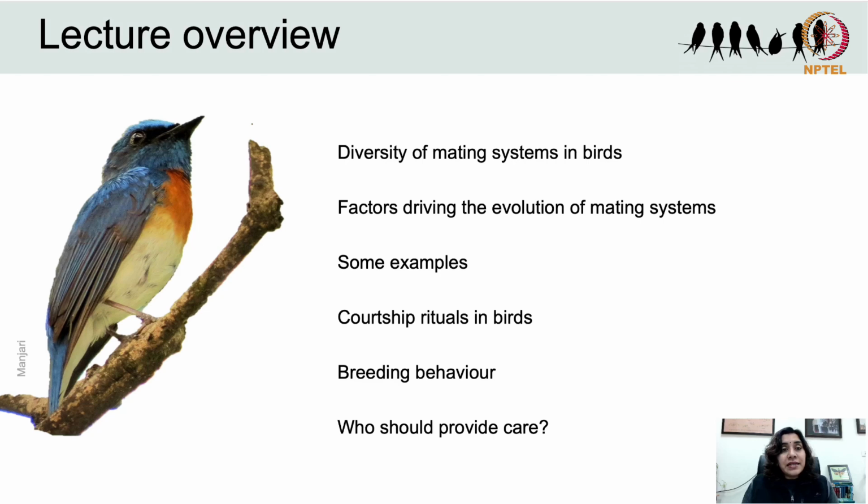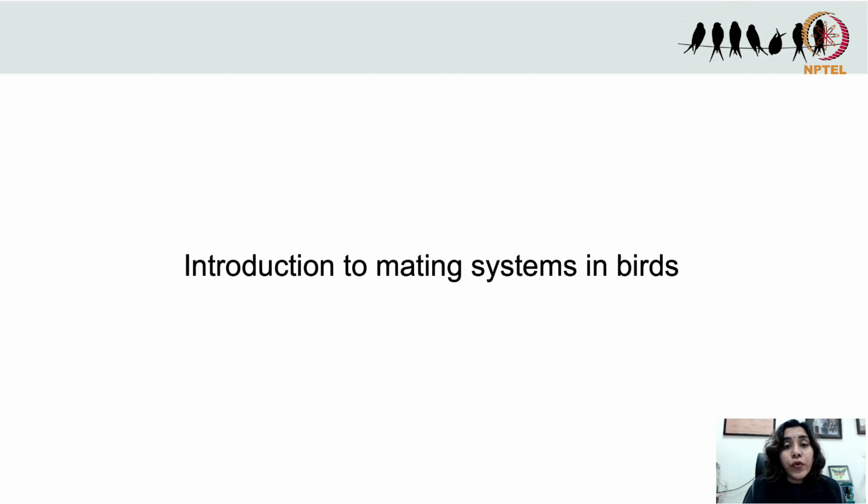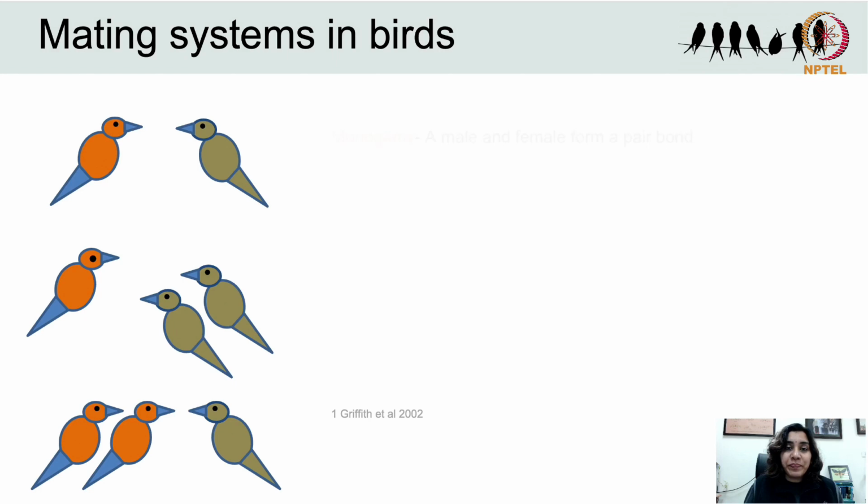In this lecture, we will also discuss breeding behavior and nesting behavior, in particular, the kinds of nests that birds make. Last but not the least, we will talk about who should provide care to the young ones, and we will see how this will connect back to mating systems in birds. So let us start with an overview of mating systems in birds, and for that, let us start with monogamy.